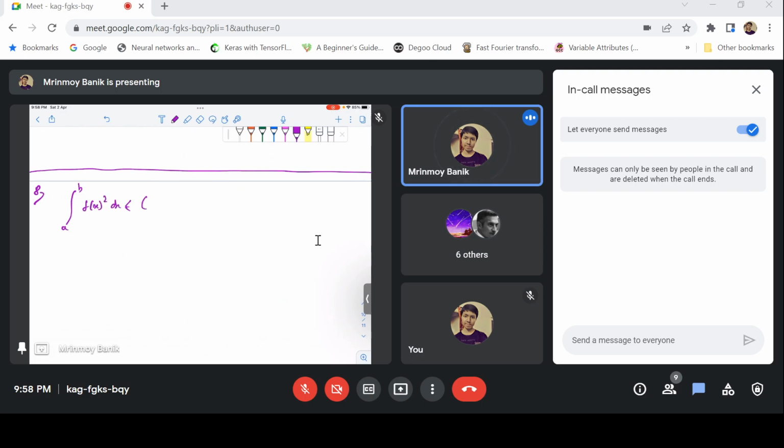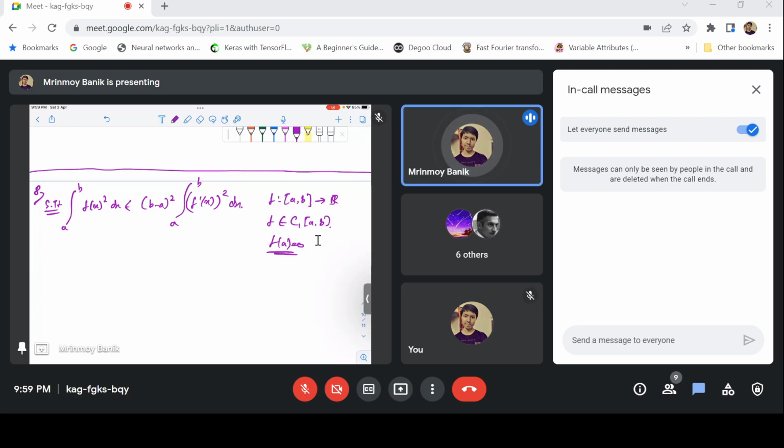I haven't covered integration yet still. So this is the inequality we need to show: the integral of f dashed x squared dx. f is continuously differentiable, or it's a C1 function, so f is C1 over a, b. And f(a) is 0, that's important. We have to show this.